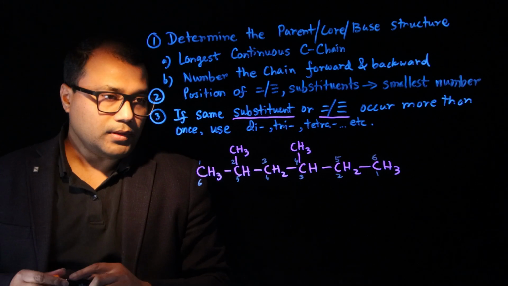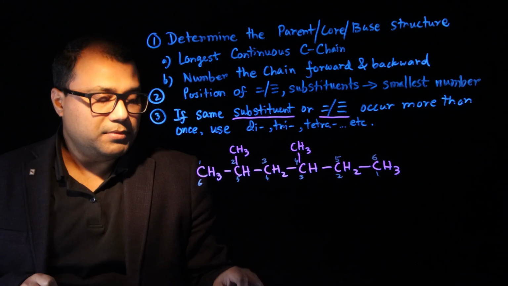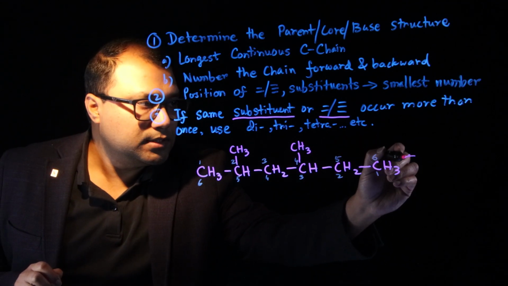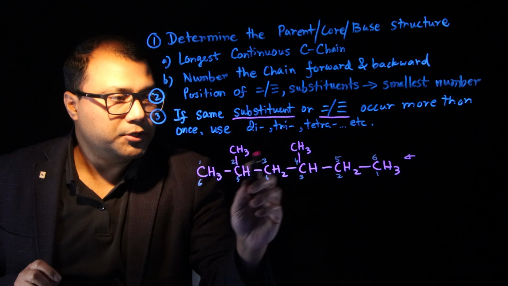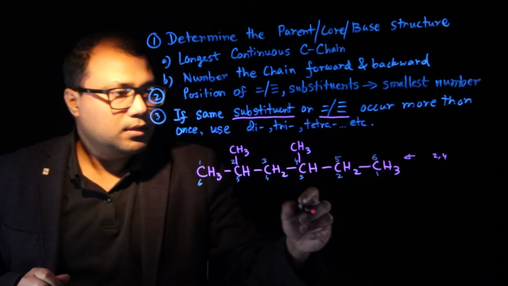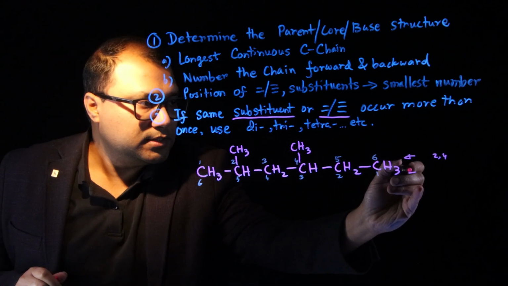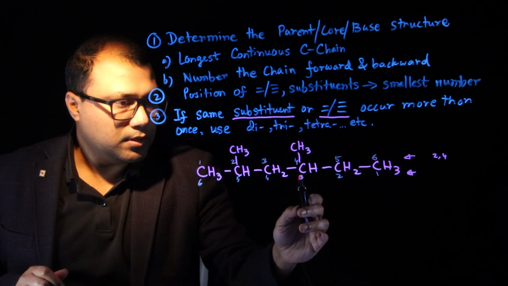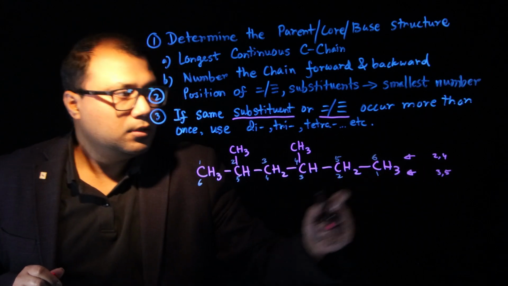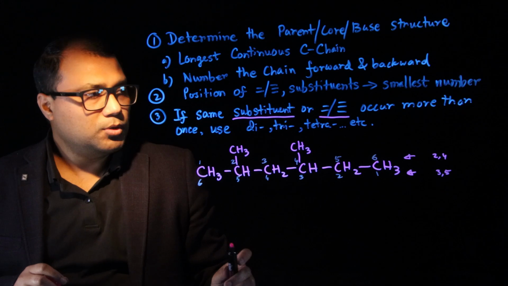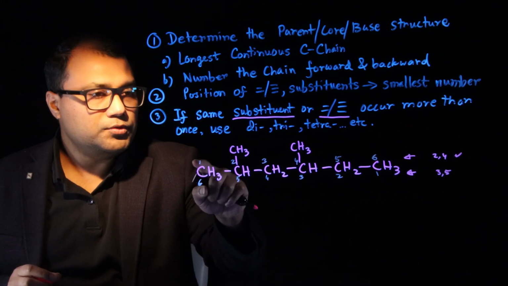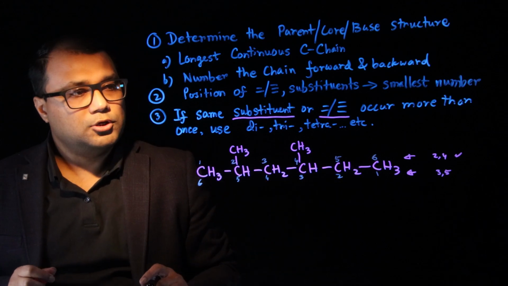Okay, now the methyl groups actually occur, if we look at this numbering scheme, they occur at 2 and 4. Let's just write that down here. And if we look at this numbering scheme, then they occur at 3 and 5. Which combination do you think is the smallest? It's obvious that this is the one. So we will use the numbering scheme on the top.